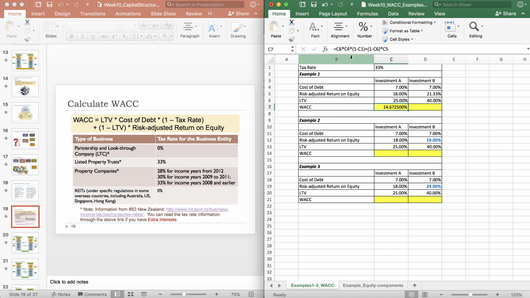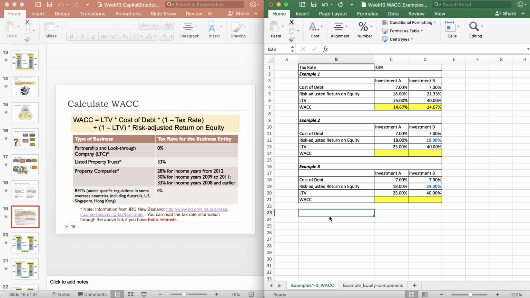To duplicate the same formula for the right-hand side cell, we do need to fix the location of the tax rate because this rate does not change for the other investment. So we add the dollar sign for this cell, then we can pull the cell towards the right-hand side. It just happens the answer is the same. And then we can reduce decimal places to 2.